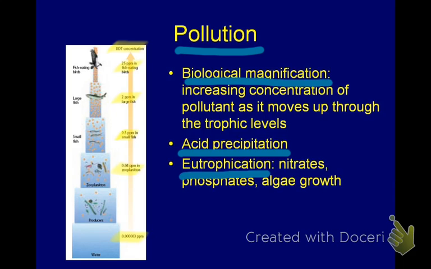Nitrates and phosphates are actually limiting factors, limiting nutrients for plants. They're really good for plants. They help plants grow. And so what we see is what we call an algal bloom, this crazy algae growth, this bloom of algae in waterways, in ponds, in streams.